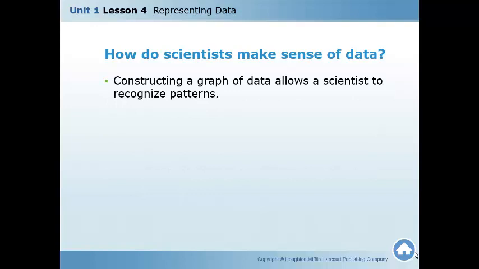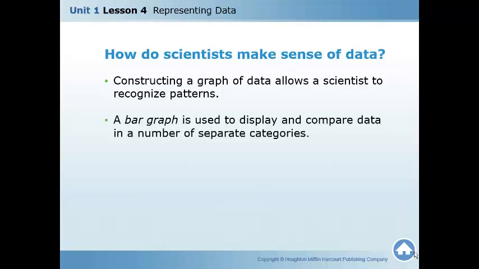Constructing a graph of data allows a scientist to recognize patterns. So when you take your data table and make a graph out of it, you can right away see if there are any patterns or if there is a correlation between two pieces of observations that you're looking at.